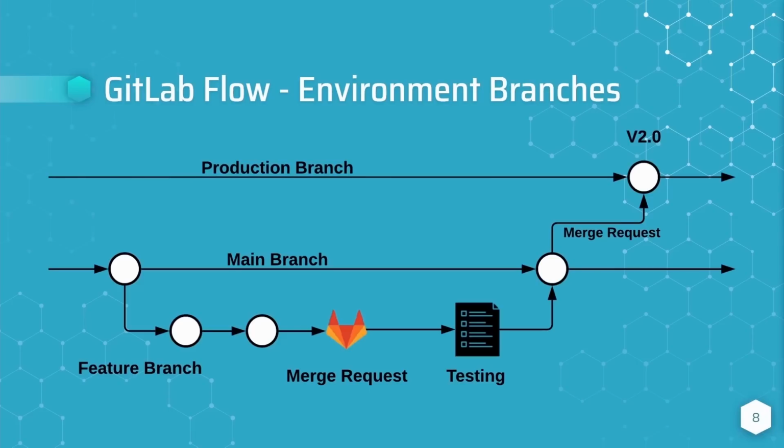The feature branching workflow is similar to the GitHub flow, but instead of creating a pull request, we create a merge request. Like the GitHub flow, the opening of a merge request should trigger automated testing.